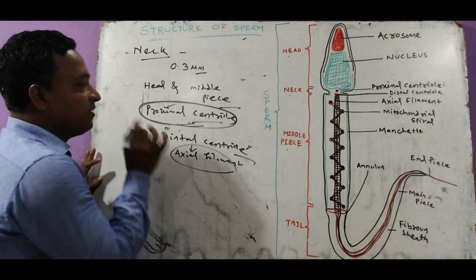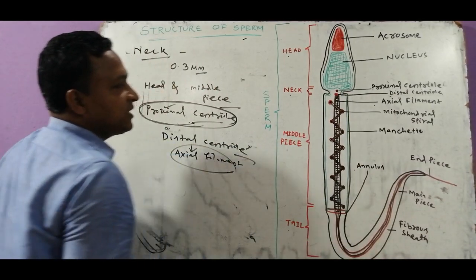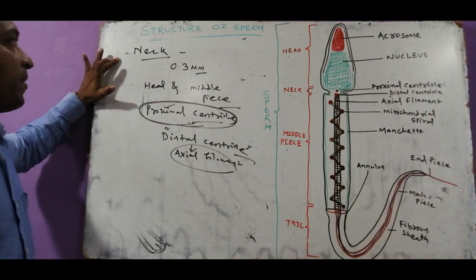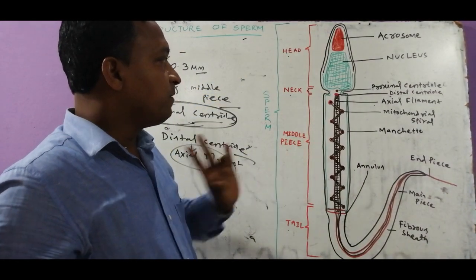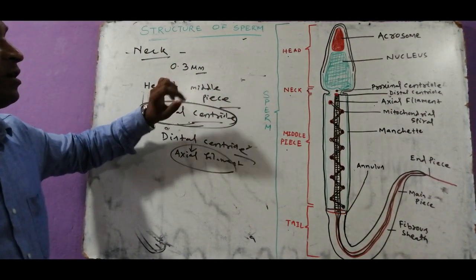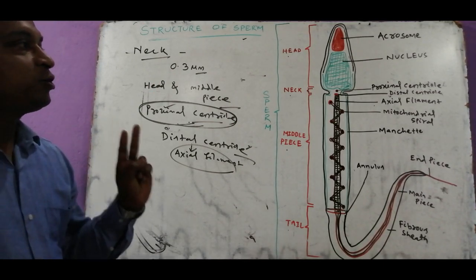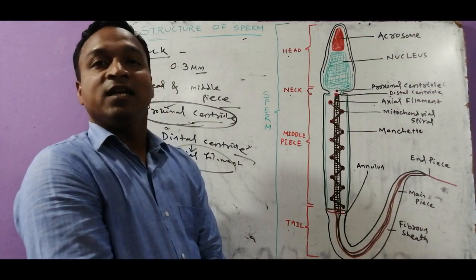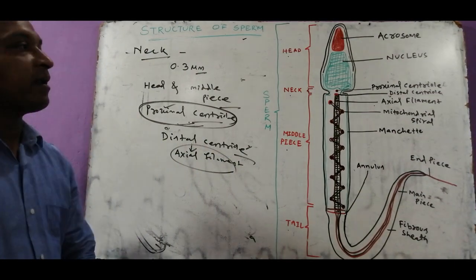Try to guess, my dear. The neck contains the distal centriole, and from the distal centriole the axial filament arises. The neck is found between the head and the middle piece. It is the smallest part, 0.3 μm or micrometer in length. It contains two centrioles, the proximal centriole and the distal centriole. The distal centriole helps in the formation of the axial filament. Clear?